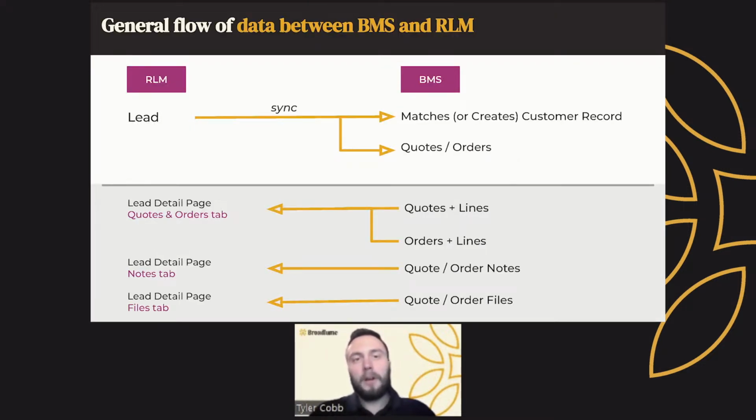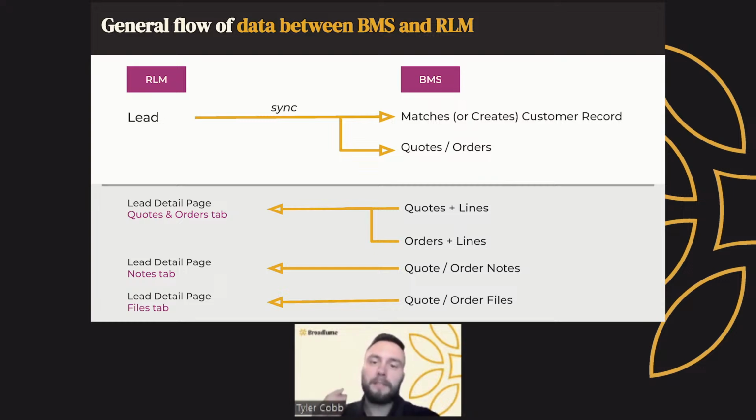So the general flow of data between BMS and RLM is quite simple. From RLM, you have a lead, and that lead is then synced either by matching an existing customer record or creating a new customer record in BMS. Once you have those two synced, you can then sync quotes and orders.